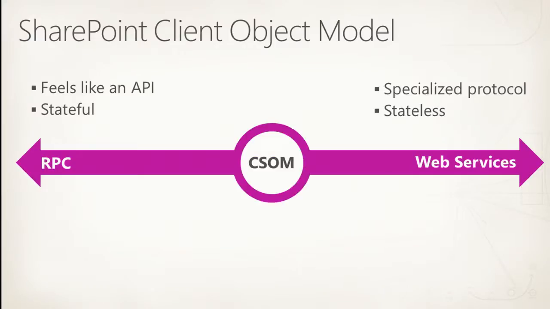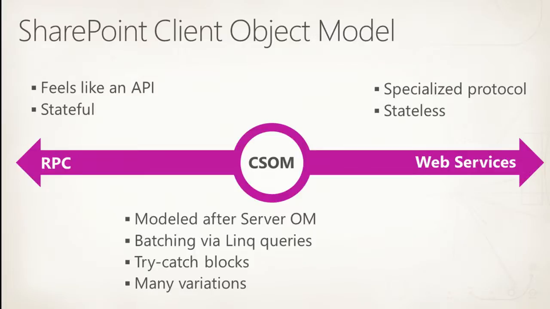So the client OM falls in the middle. It's modeled after the server OM, and in fact, our documentation for it is based off of the server OM documentation. Sometimes the classes have different names. It'll be Web instead of SPWeb, but it follows very closely the way the server OM is designed. But it supports things like batching via LINQ queries, so you can queue up a whole bunch of operations that are almost like a small script that you upload to the server that runs remotely.